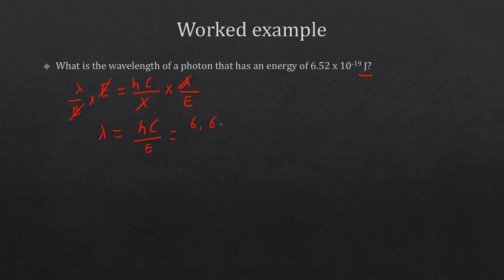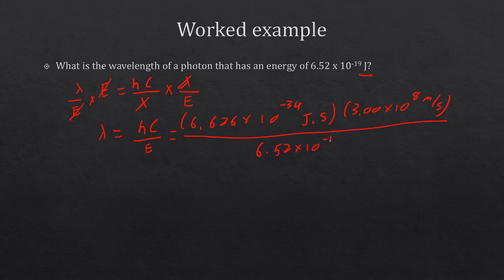Planck's constant is 6.626 times 10 to the negative 34 joules times seconds. And we're going to multiply this by the speed of light, which is 3.00 times 10 to the 8th meters per second. We're then going to divide by the energy of our photon, 6.52 times 10 to the negative 19th joules. And you'll see that the joules will cancel here, and the seconds will cancel here, and we'll be left with meters, which makes sense. It's a unit of length. We multiply and divide all that out, and we're going to get 3.05 times 10 to the negative 7th meters.